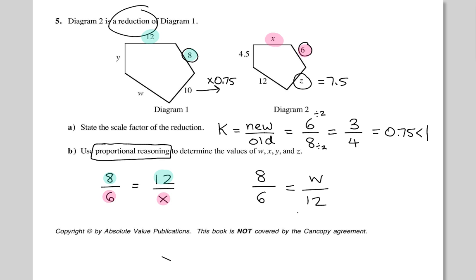Now let's try that again. 8 goes with 6. Therefore, w goes with 12.